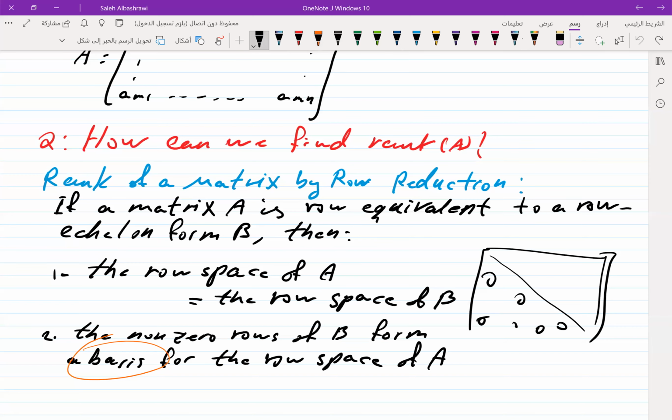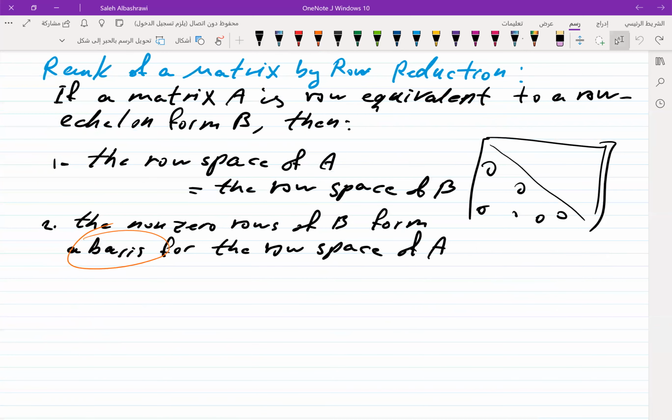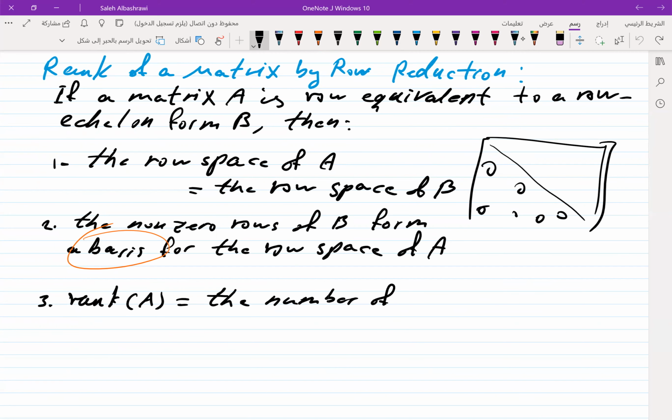Third one, the rank of A equals the number of non-zero rows of B.